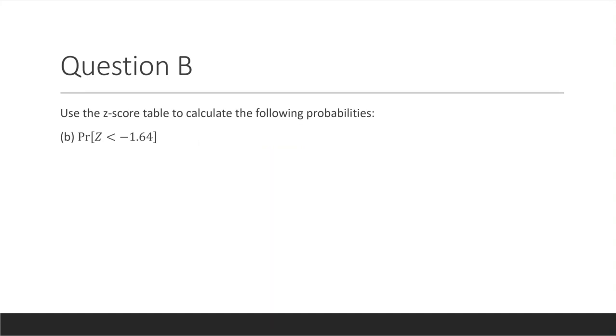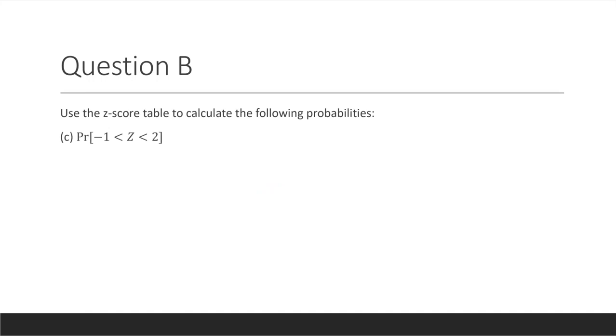The probability that z is less than minus 1.64 we compute in a similar way as we did with example 3, combined with example 2. This is the same as 1 minus the probability that z is greater than minus 1.64, which is 1 minus the probability that z is less than 1.64 by symmetry, which is 1 minus 0.9495, which is 0.0505.